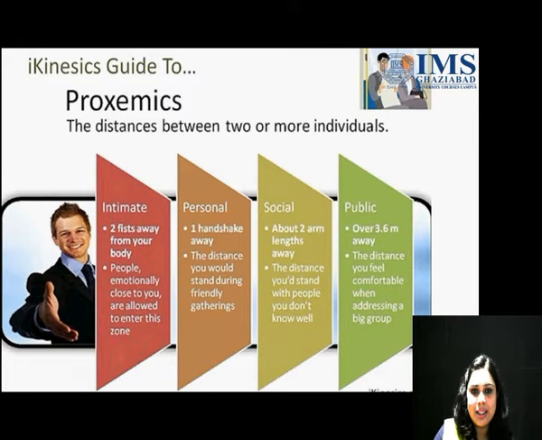Intimate is about 2 feet away from your body. People are emotionally close. We call them intimate. Personal is one handshake away. This is generally when you're talking with your friends and you maintain that much distance. Social, two arms away distance, is known as your social distance. Public is 3.6 meters away.